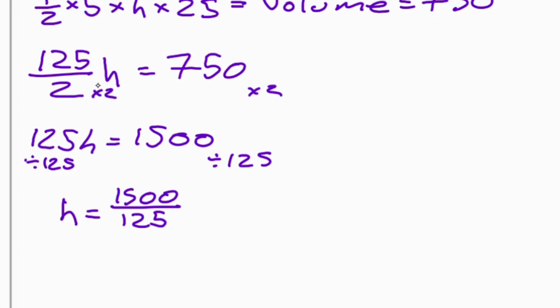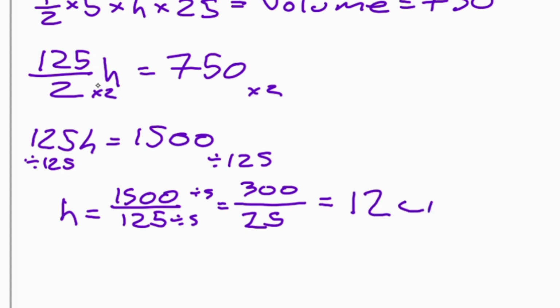What I might do first is divide both sides by 5. I know they're both divisible by 5. So 125 divided by 5 is going to give me 25. And 1,500 divided by 5 is going to give me 300. And then how many 25s are there in 300? Well, there's 4 in 100. So there's going to be 12 in 300. So 25 goes into 300 12 times. So it's going to give me 12. That's going to be the answer. And make sure we've got the correct units. It is centimeters. So that is how you do this question.